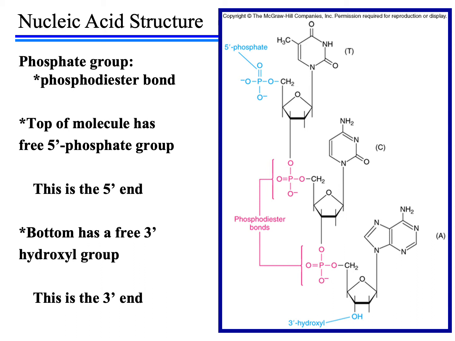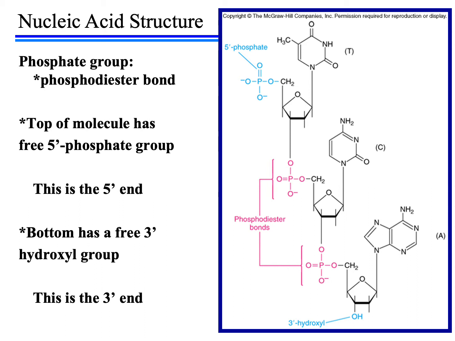And this phosphate group represents one end of the molecule. This is known as the 5' end, and that's because the phosphate group is linked to the 5' carbon of the sugar, and it is not covalently bound to another nucleotide. It is essentially free. So the proper terminology is the free 5' end, but we oftentimes just shorten it to the 5' end.